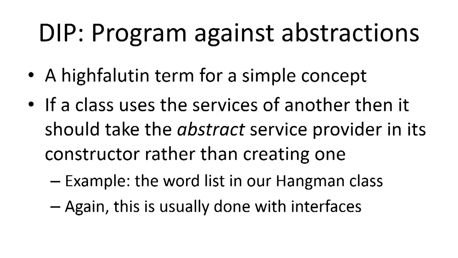So the example is in our Hangman class, you recall that we created a word list, and then eventually we're going to write code that chooses a word from that word list. Well, that's a service. Right? The word list is providing a service to the Hangman class. It's providing a list of words to choose from. Maybe the code that is using that class, that is creating the instance of the Hangman class, should be passing the word list in, rather than relying upon the Hangman class to do that thing.